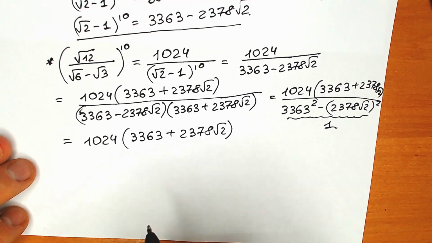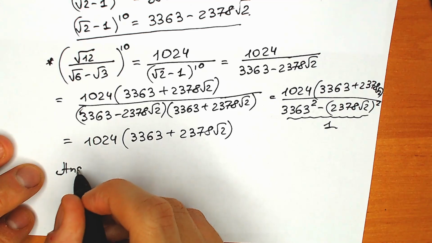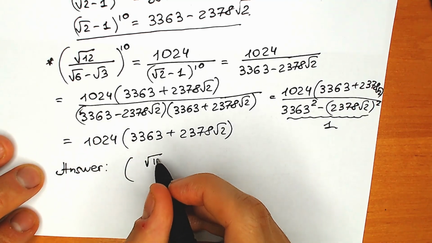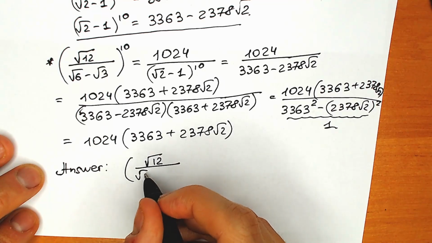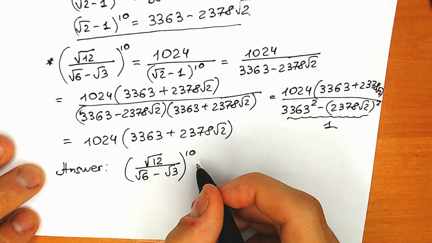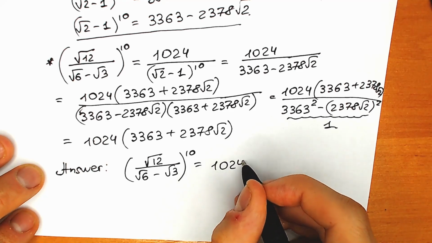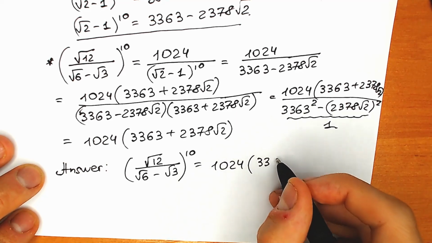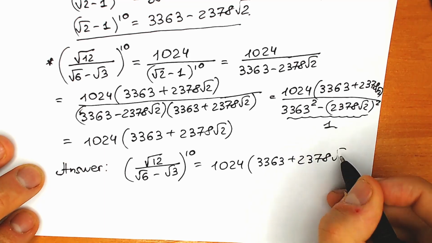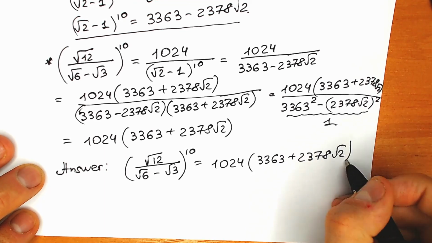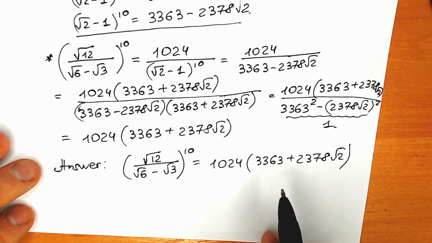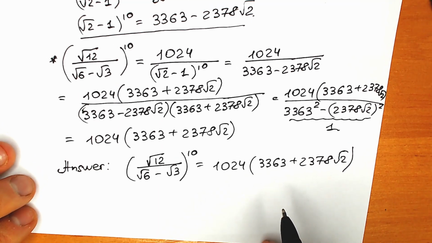So let's write our final answer. So our answer: square root of 12 over square root of 6 minus square root of 3 raised to the power 10 equals 1024 times 3363 plus 2378 square root of 2. Of course, it looks like we can multiply it by 1024, but it will be a huge value. So this is our final answer to this question.